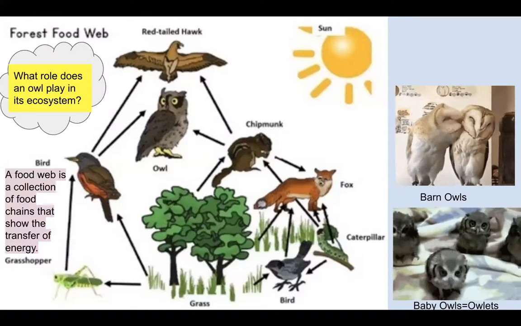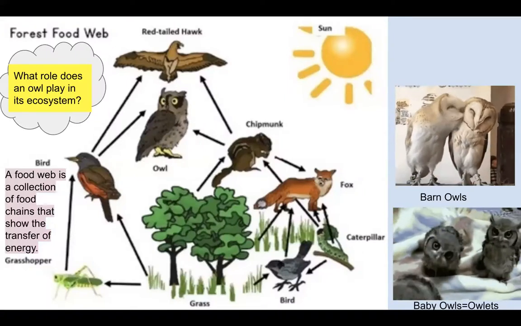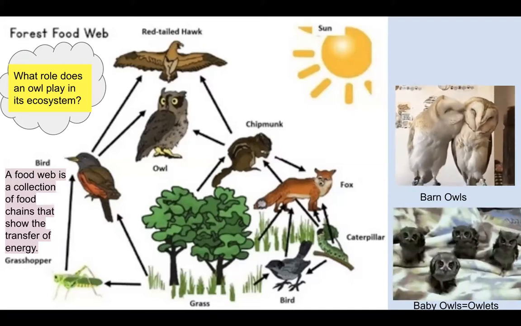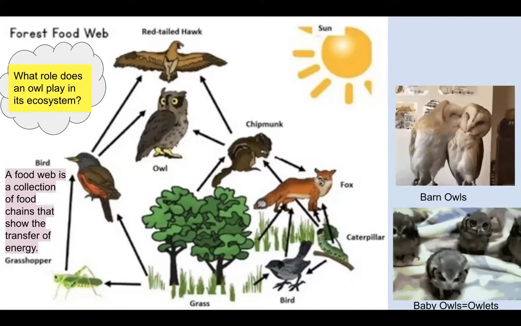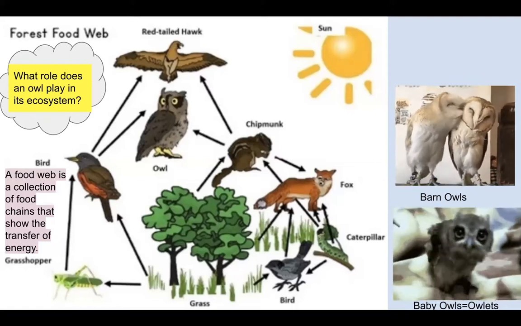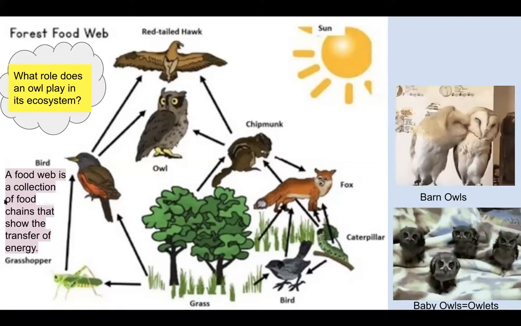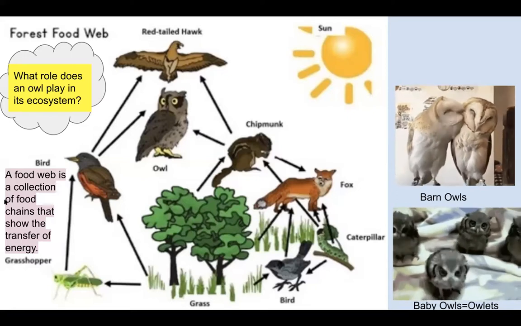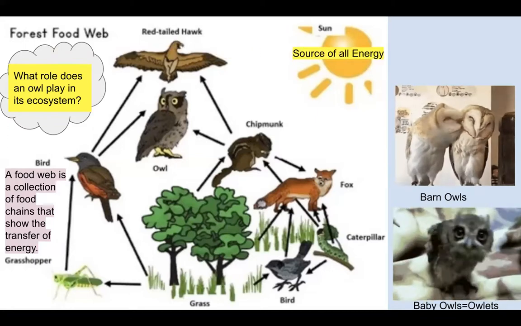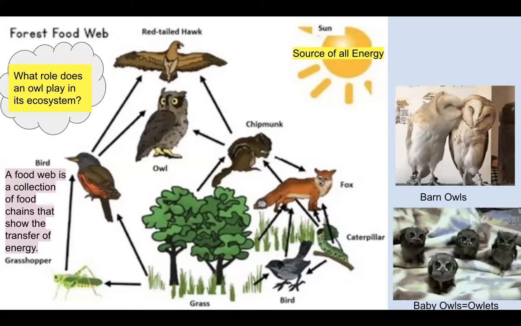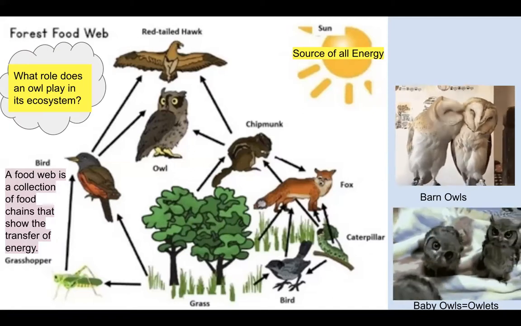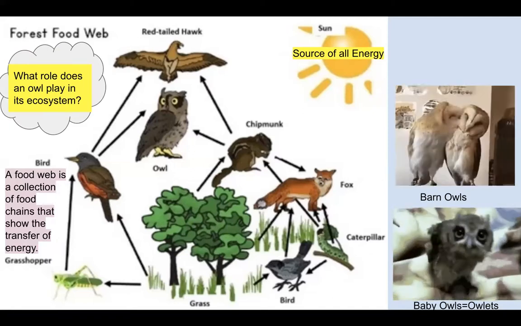And now to talk really quickly about the role of an owl in a food web. So you learned earlier about food chains. Well, a food web is just a collection of food chains, and they're showing the transfer of energy among organisms. So take a look at our diagram here and think about what role an owl plays in an ecosystem. Now, of course, just like with our food chains, in our food webs we also have the sun, and the sun is the source of all energy within a food web or food chain.